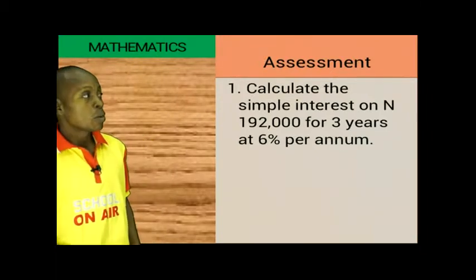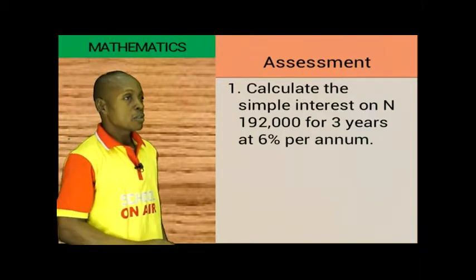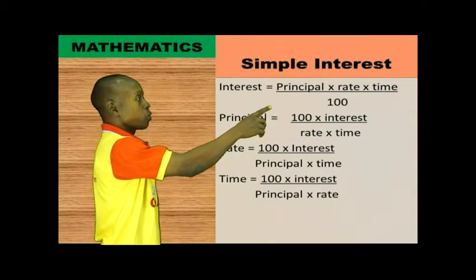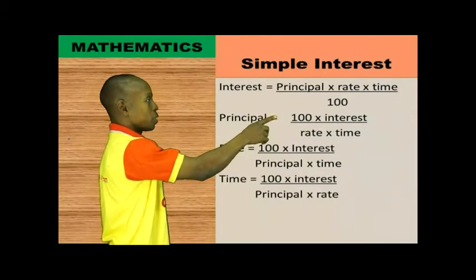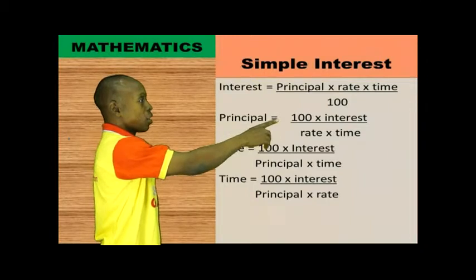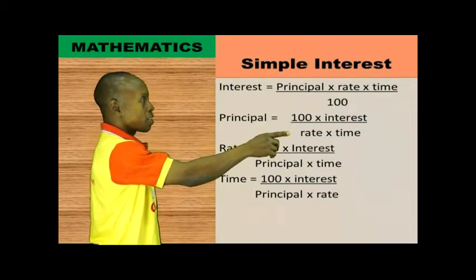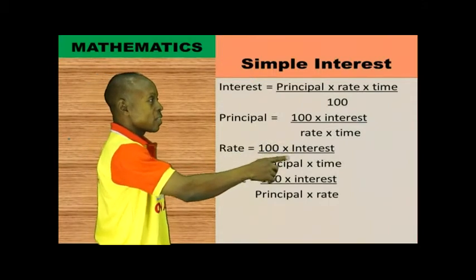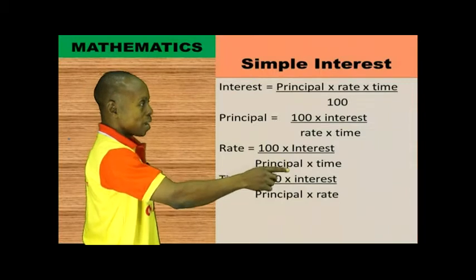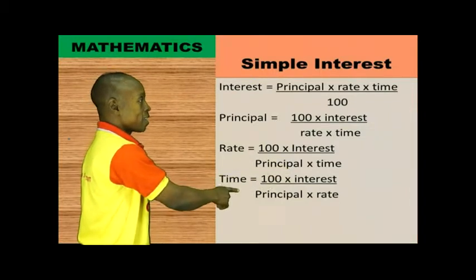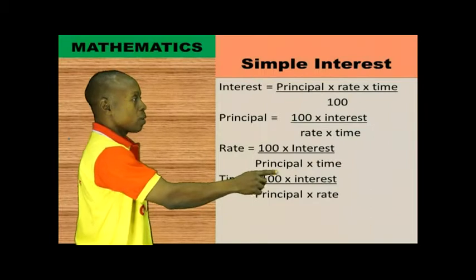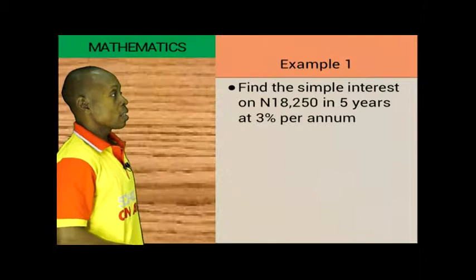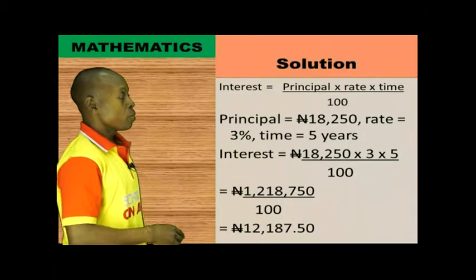So we have looked at interest. I said interest is equal to principal times rate times time over 100, and that principal is equal to 100 times interest all over rate times time. I also said that rate is equal to 100 multiplied by interest all over principal times time. And time is equal to 100 multiplied by interest all over principal times rate. And I took you through an example on that.